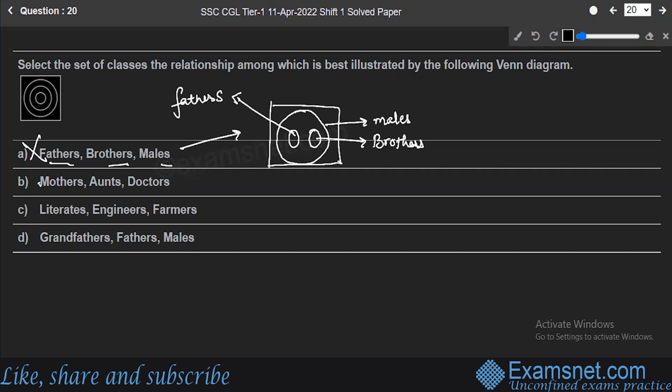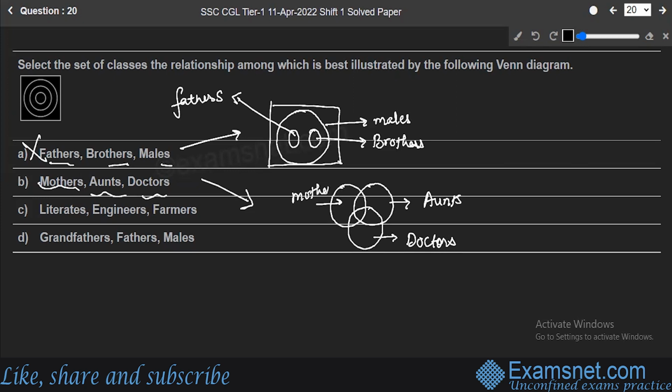Let's go for the second one. Mothers, aunts, and doctors. I'm making it for here. See, here is mothers, right? Here are aunts. Some aunts are mothers. And some doctors are there who are mothers as well as aunts. So this entity represents aunts, this entity represents doctors, and this one is mothers, right? Some mothers are aunts, and some mothers and some aunts are doctors, right? So that means even this is not matching. This is an incorrect answer.